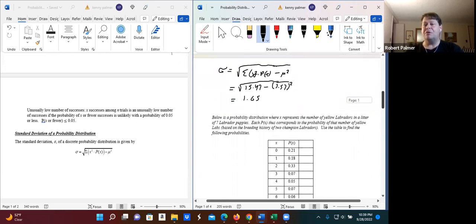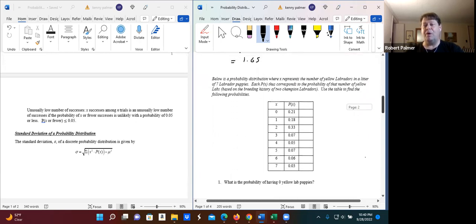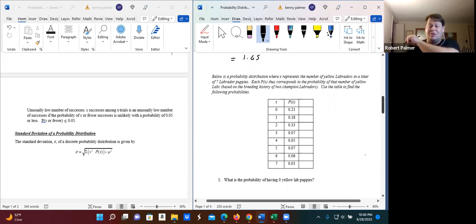Now, let's look at another example to get a better feel for this. This time we'll look at one where all our probabilities are not the same, and that will give us a better feel of what most often happens in real life. Let's look at this example.